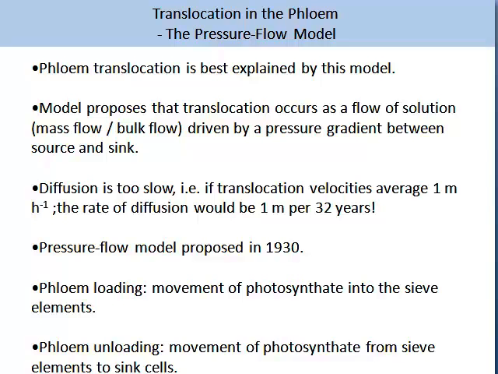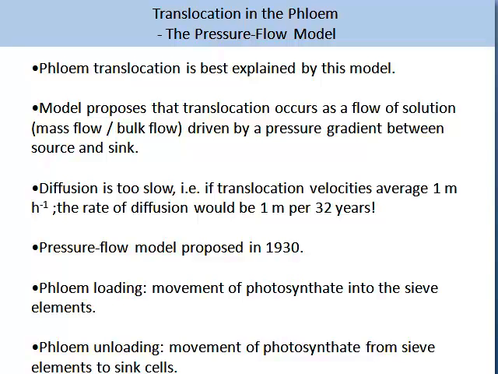A model called the pressure flow model has been developed to explain phloem translocation. The model posits that translocation occurs as a flow of solution, that is, mass flow or bulk flow, and it is driven by a pressure gradient between the source and the sink. Diffusion is too slow. If translocation velocities average 1 meter an hour, the rate of diffusion would be 1 meter per 32 years, far too long. The pressure flow model was proposed in the 1930s.